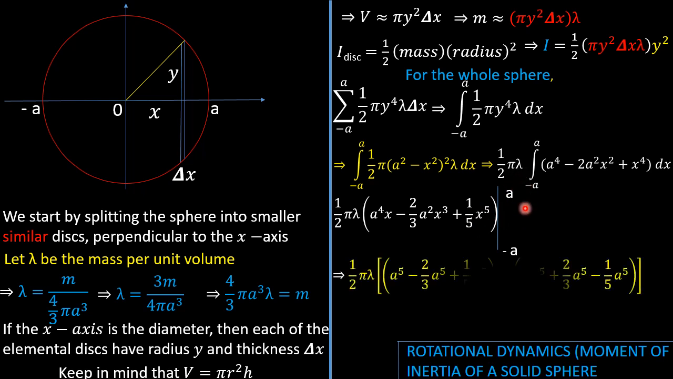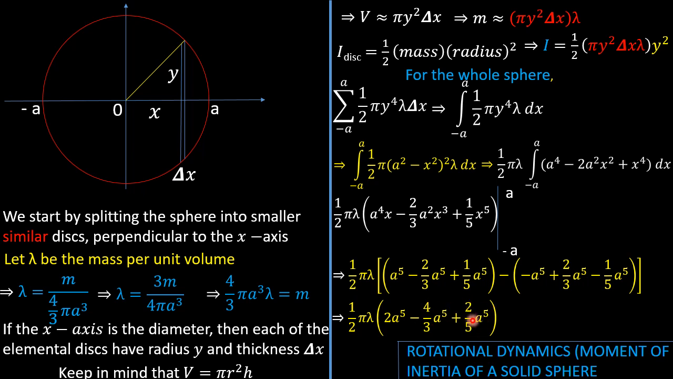Then, friends, if we plug in everything, we are going to have 1/2 pi times lambda into, we substitute our a into all the x's. Putting in negative a, for the lower limit everything takes negative. Good. So this is what we have, friends. If we simplify a little bit further, we have 1/2 pi lambda into 2a to the power 5 minus 4/3 a to the power 5 plus 2/5 a to the power 5.